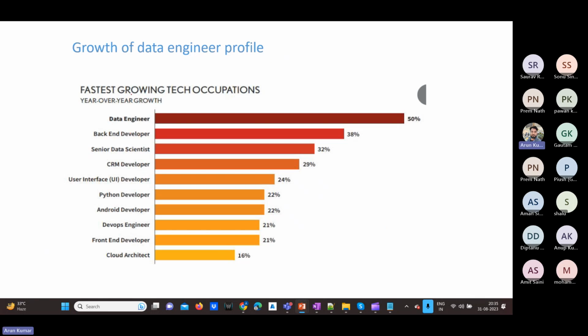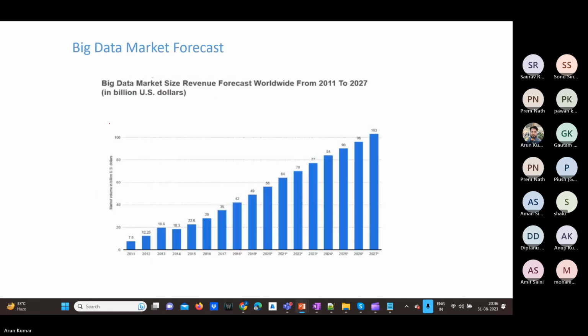You see, these are the fastest growing tech occupations in the market. You see, data engineer is the highest growing tech occupation in the markets. All the other skill sets, data scientist, backend developer, UI developer, Android developer, all those developers are below data engineers actually.